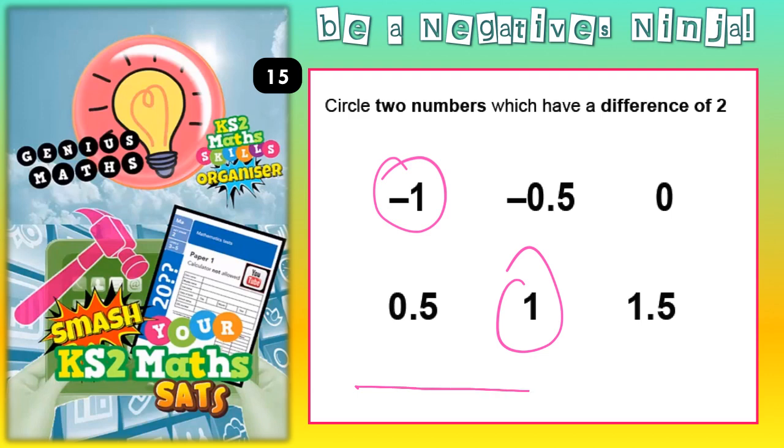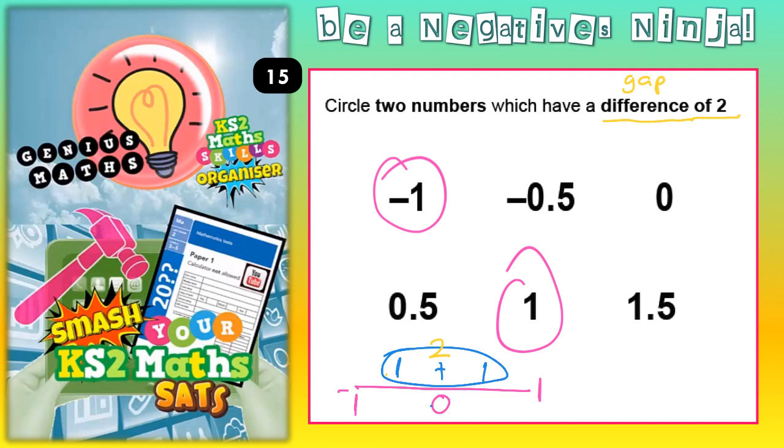So if we have a number line with 1 at the larger end and -1 at the smaller end, with 0 in the middle, 0 to 1 is a gap of 1, and 0 down to -1 is also a gap of 1. Put those together and you've got a total gap or a total difference. Difference is just another word for a gap between two numbers. So 1 plus 1 is a total gap or a total difference of 2, which is what the question is asking for. Therefore, -1 and 1 is one answer you could give.